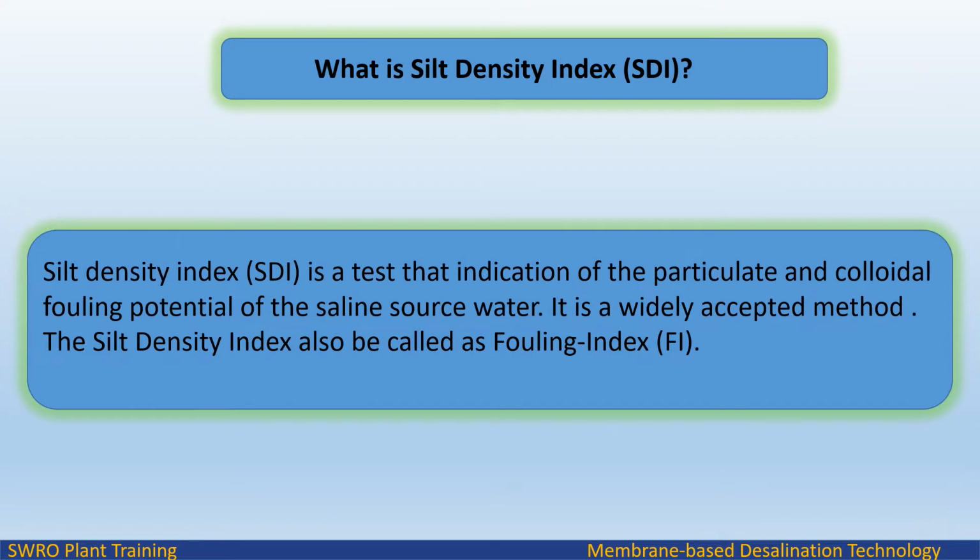What is silt density index, SDI? Silt density index is a test that indicates the particulate and colloidal fouling potential of the saline source water. It is a widely accepted method. The silt density index can also be called the fouling index, FI.